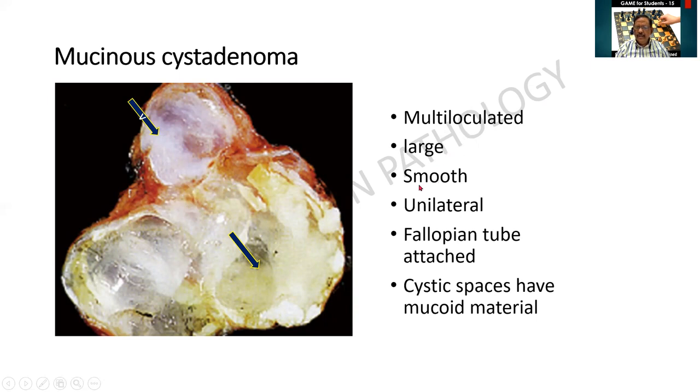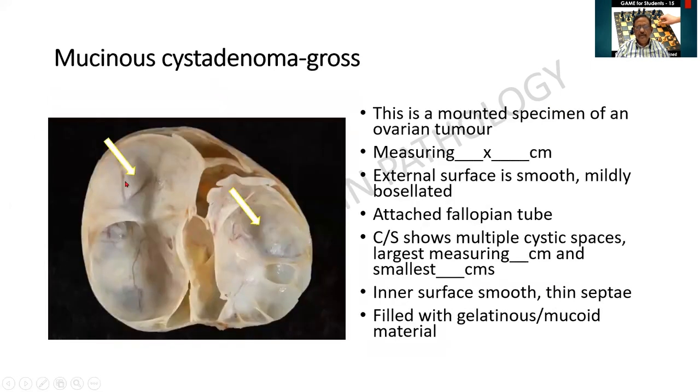Multiloculated, large, smooth, unilateral, whereas the serous can be bilateral. Again, the mucinous cyst can also be identified by means of the fallopian tube. And the cystic spaces have got mucoid or jelly-like material. So these have been washed off, and again I'm saying it is mucinous because it is a multiloculated cyst. And the cyst wall is fairly thin. I'm able to see a few vascular strands. The inner lining is smooth. It is grayish white, and it will be glistening because it is mucus.